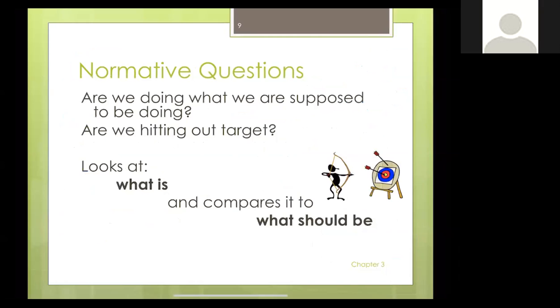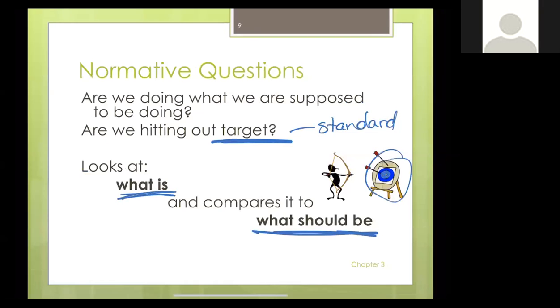This idea of normative questions: what should we be doing? Are we hitting a target? This is some standard that we're comparing to. Think about the archer here. This is what we want to target. Are we hitting it? So we're taking what is and comparing it to what should be.